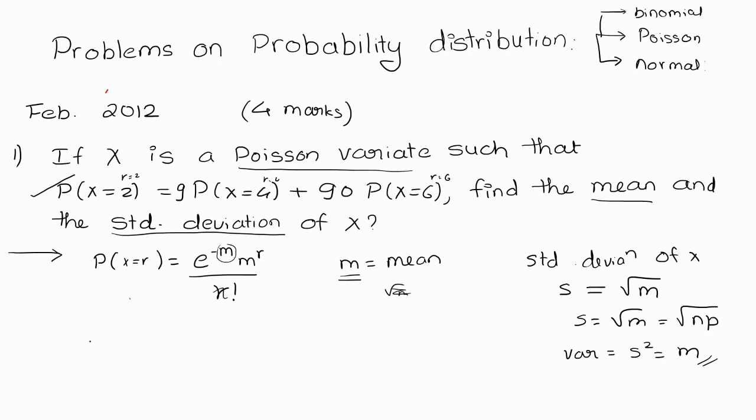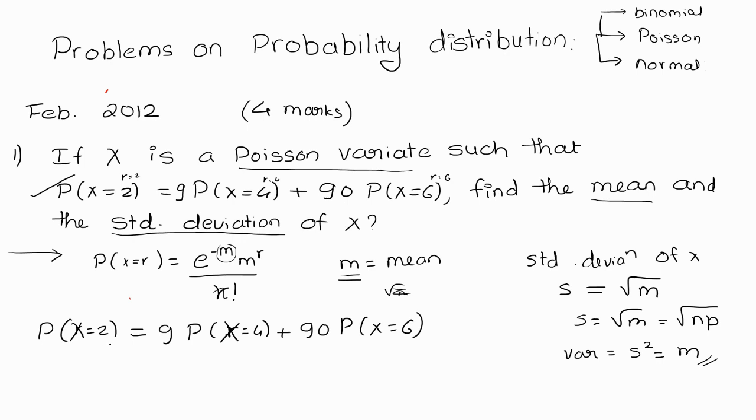Okay, so let us try to substitute this. Now p of x is equals to r is given by this formula. So if I write this in the given equation, it will be p of r is equals to 2 is equals to 9 times p of r is equals to 4. R and x will be one and the same. Let's write it as x is equals to 4 only, plus 90 times p of x is equals to 6. But these 2, 4 and 6 are my r values.